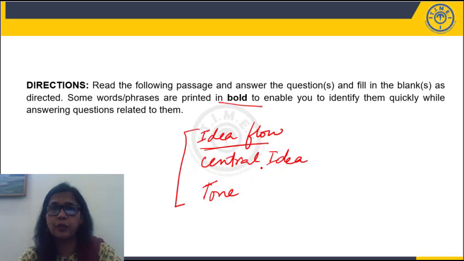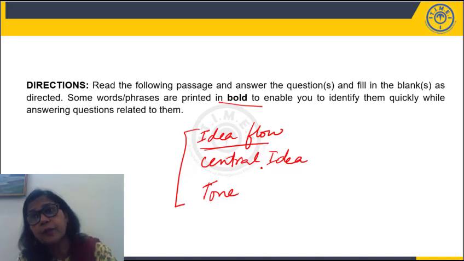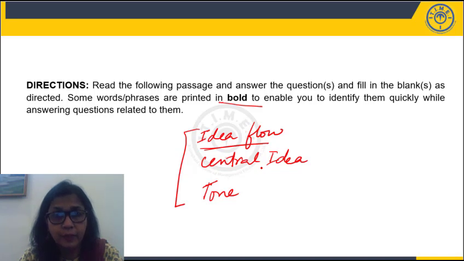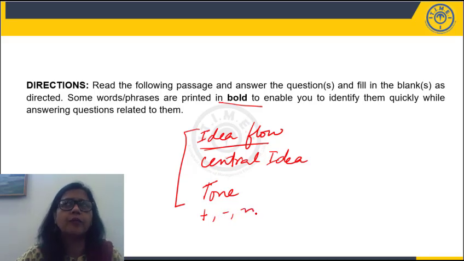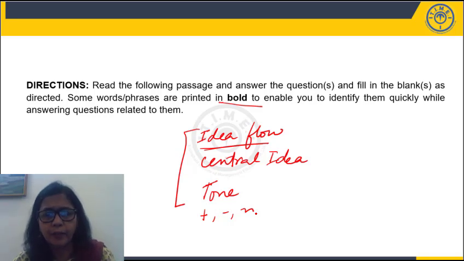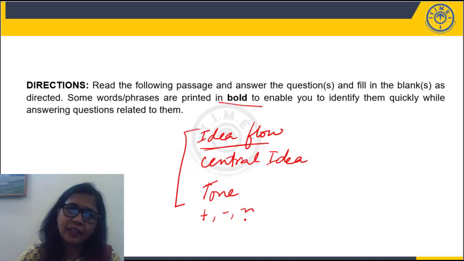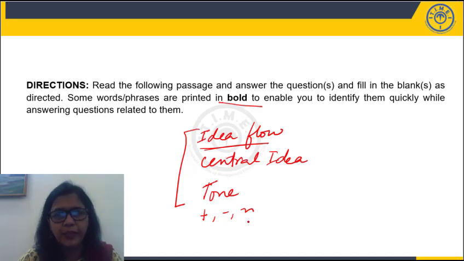Central idea would be what is the author's objective or aim in writing that particular passage. What is the author trying to convey to the reader? So that becomes the central idea. And tone is the way the author has presented the whole passage. The tone can be positive or negative, or it can be neutral. And obviously, the style of writing also plays a part over here. At first, let us read the passage. Let us understand what the author has conveyed. And then we'll begin to answer questions based on the given passage.